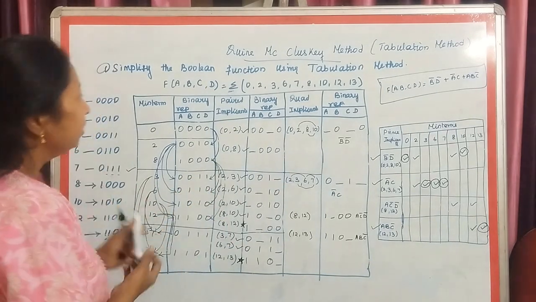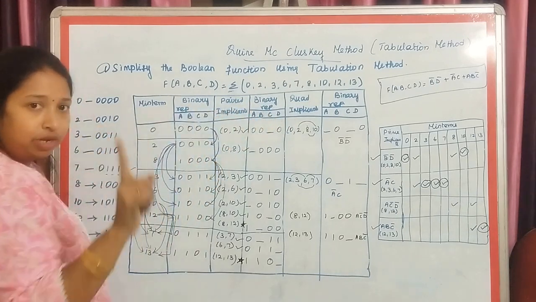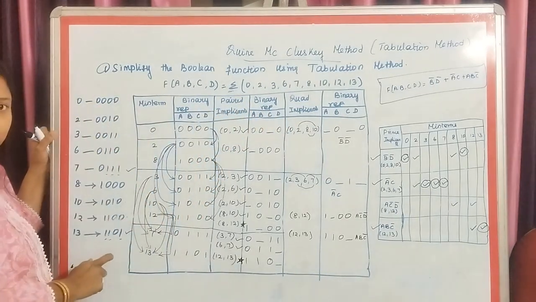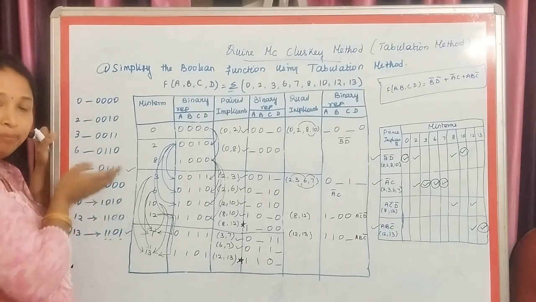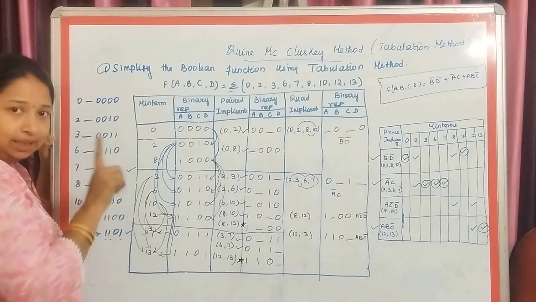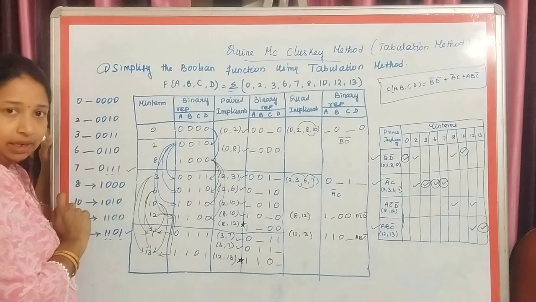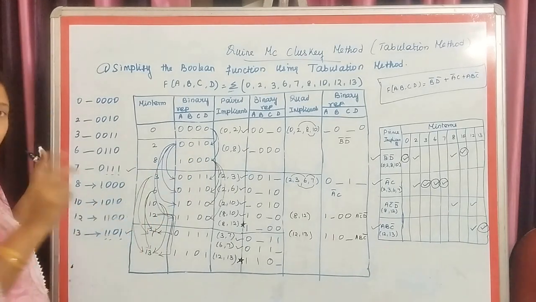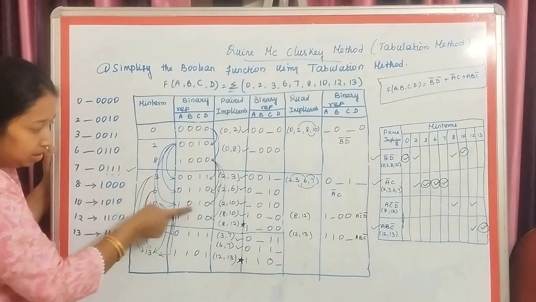Let me sum it up. Whatever min terms are given to you, your first step has to be to take out the binary form. Fine. After taking the binary form, you have to group them based on the number of occurrences of 1. Here, the first group doesn't have any 1. The second group has got only one 1 in their binary numbers. The third group has got 2 occurrences of 1 in their binary numbers.